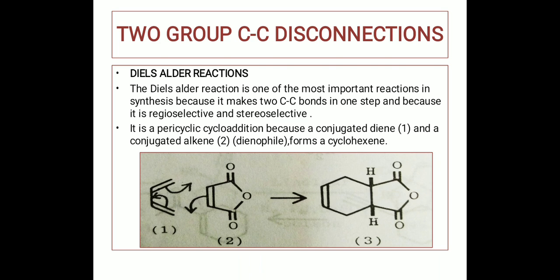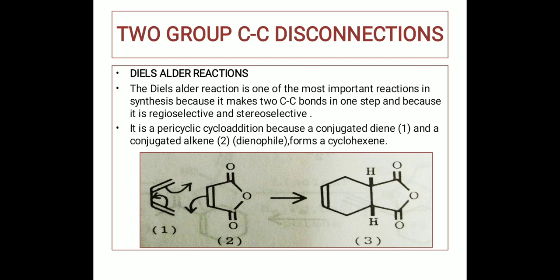Introduction. The Diels-Alder reaction is one of the most important reactions in synthesis because it makes two C-C bonds in one step and because it is regioselective and stereoselective. It is a pericyclic cycloaddition because a conjugated diene 1 and a conjugated alkene 2 form a cyclohexene. So here you can see a reaction between a conjugated diene and an alkene, and this conjugated alkene is called a dienophile.